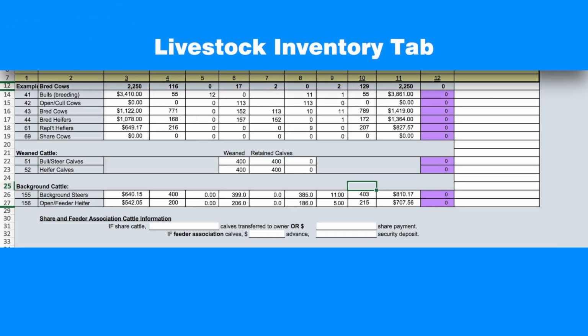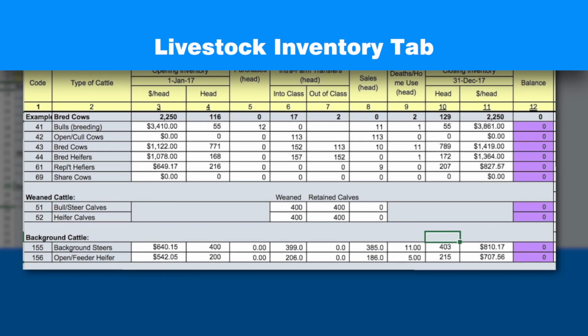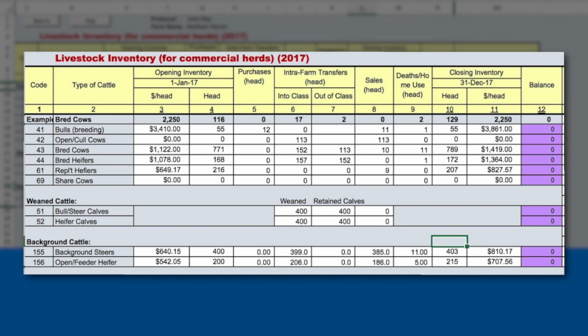The Livestock Inventory worksheet is designed to show the livestock flow from opening to closing inventory. It shows opening inventory, annual transactions, and then the closing inventory. Start by completing the opening and closing inventory columns, headcount and estimated market value by category of cattle.